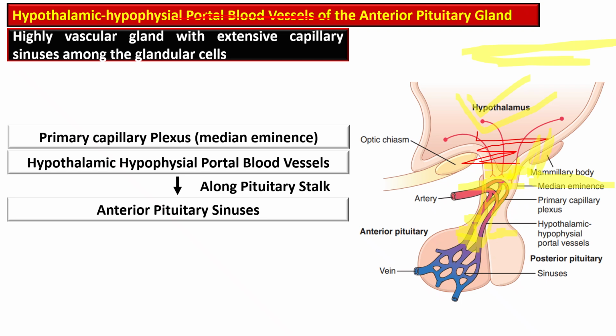This is a highly targeted vascular link, ensuring that the hypothalamic signal reaches the pituitary quickly and in high concentration without dilution in the systemic circulation. So the anterior pituitary receives blood that has already passed through the hypothalamus, and this unique portal system allows for precise hormonal control of the anterior pituitary, central to neuroendocrine integration.